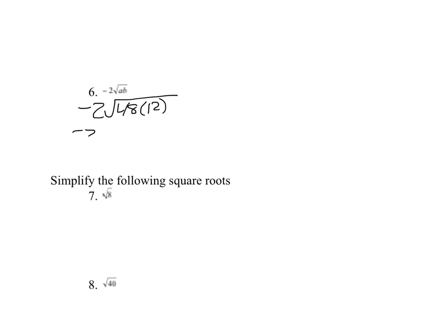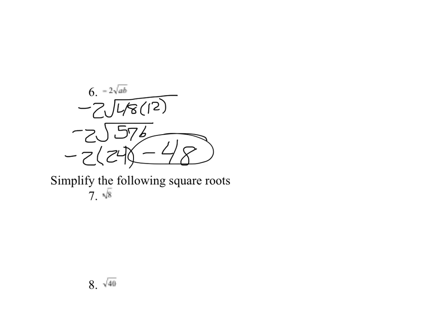Multiplication first, that's negative 2 times the square root of 576. The square root of 576 is actually 24. And then negative 2 times 24 is going to give us negative 48 as our answer.